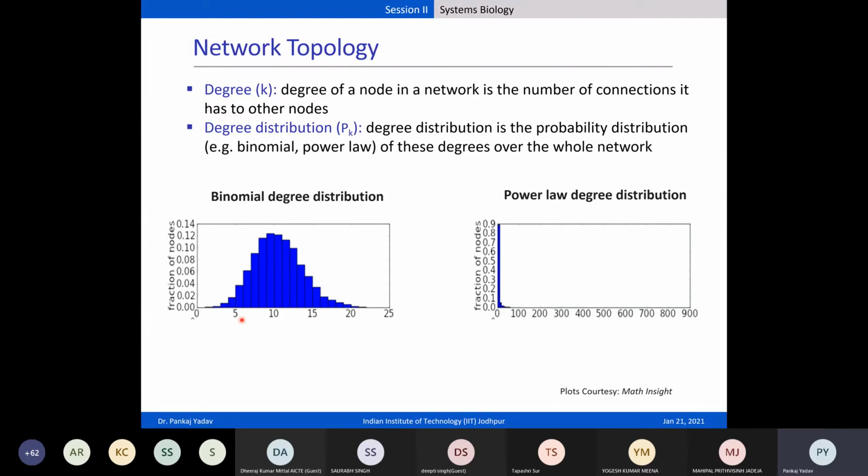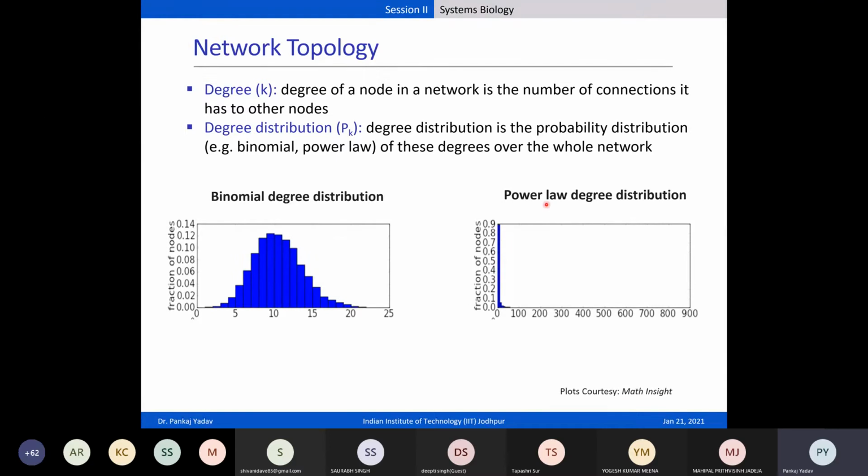This network, for example, has a binomial degree distribution. As you can see, the distribution looks like a binomial distribution with an average degree for this network of around 10. And I think it has around 100 nodes.